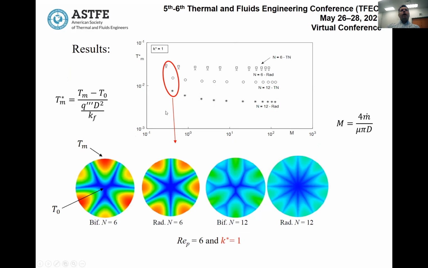So here is the graph for the K star equal to 1. So we compare the 4 geometries. And then, for example, for Reynolds equal to 6, very close to the beginning of our flow range, we can see how the temperature goes down as we change the configuration of the geometries here, right? So the best geometry for K star equal to 1 would be radial with 12 outlets.